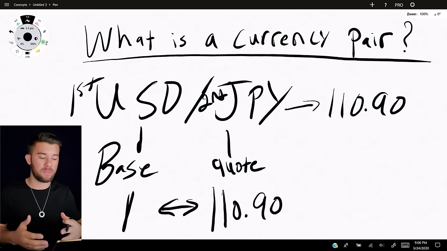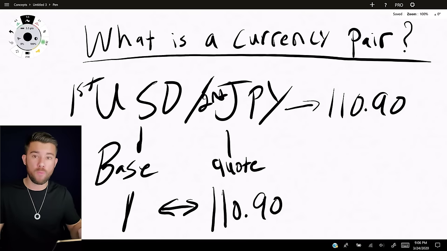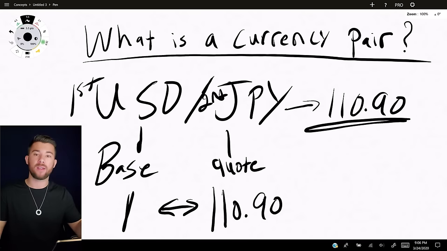So this is a currency pair, and this is how you're always going to look at it. The first pair is always the base pair with a value of one. The quote pair is what you're seeing as a quote. That's what the value of the second currency is compared to the first currency.